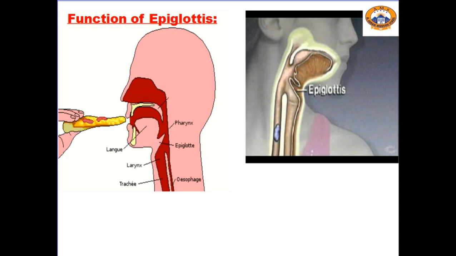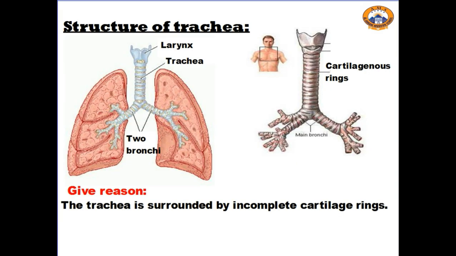Okay? Now, let's talk about the structure of the trachea. The trachea has the larynx at the top, and as we said, the larynx is known as the voice box because this is where the sound is produced through vibrations of your vocal cords. So the larynx is called the voice box. It's the place where your voice or your sound is produced.